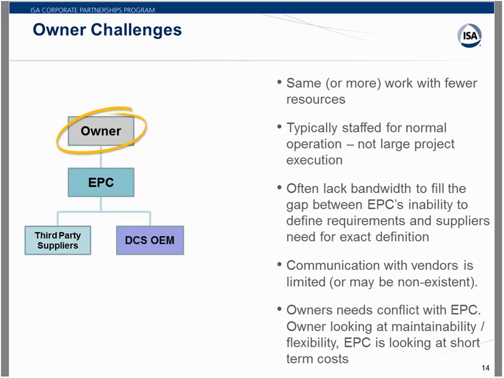The other thing is they can't really talk directly to the vendors or the third-party suppliers of the DCS systems because the EPC generally is the way that they get to them. And so they can't talk to them and say, hey, I want this instead of this. This is our standard transmitter that we use. And so that line of communications may not exist at all. If it exists, it's going to be generally quite limited.